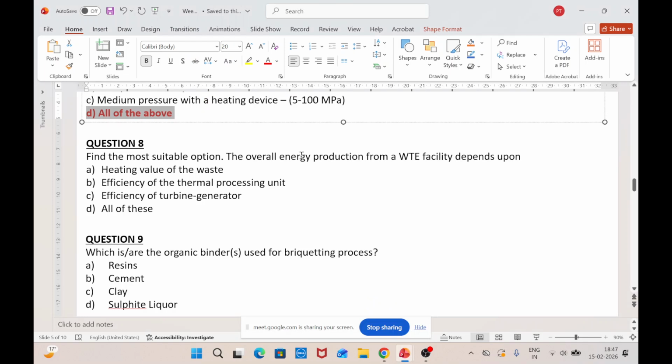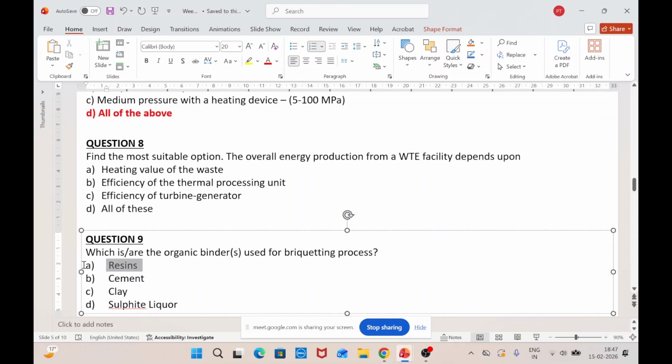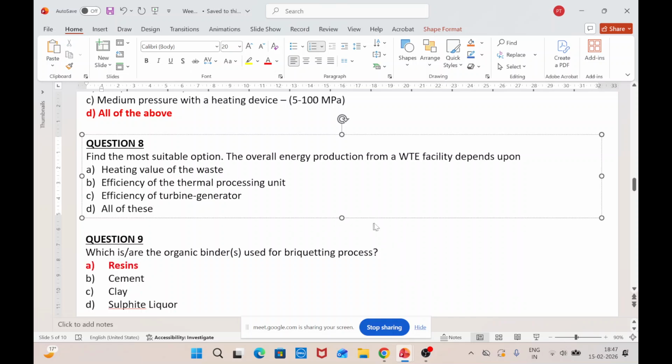Cement, clay and sulfite liquor are all inorganic binders because they are mainly inorganic in nature. So resins is the answer. They are the organic binders used for briquetting techniques.